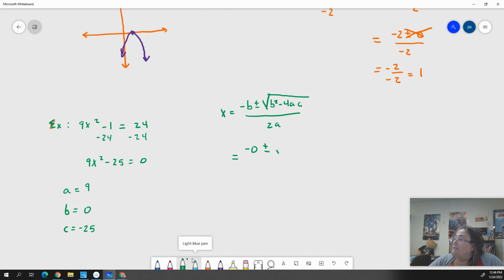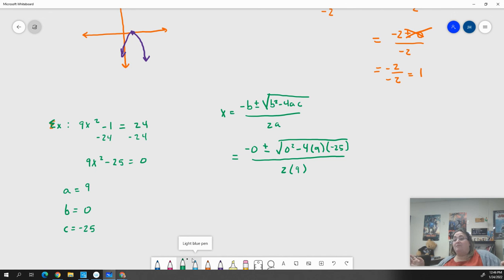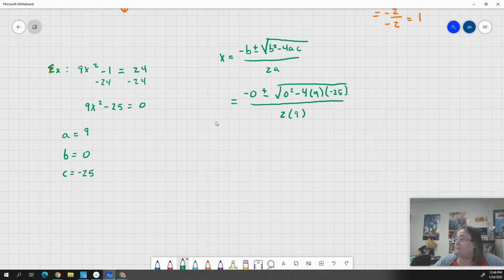Plus or minus b squared. Well, that's just 0 squared. Minus 4 times a, which is 9, times negative 25. That's our c. All over 2 times a, which is 2 times 9. And notice the math just got easier, because anytime you have a bunch of zeros and ones, your math gets easier. So it's always nice to have a 0.